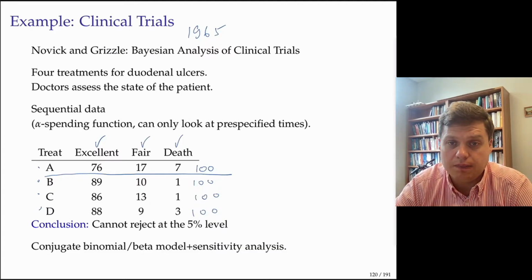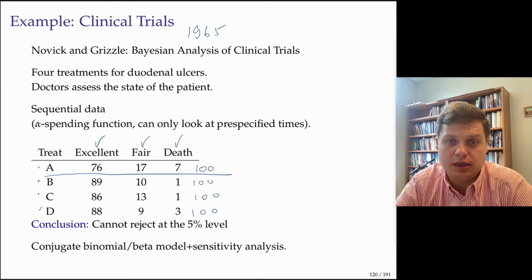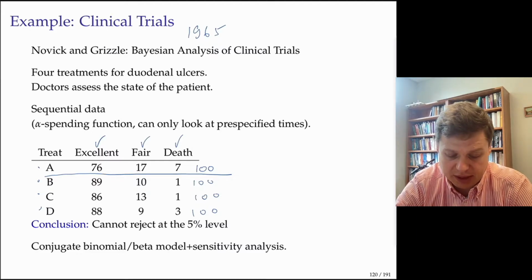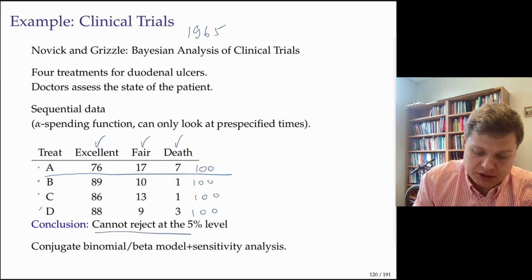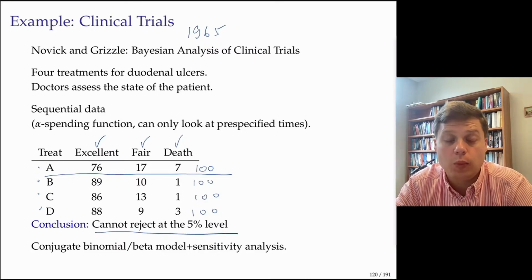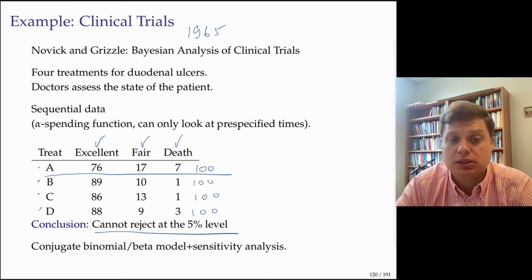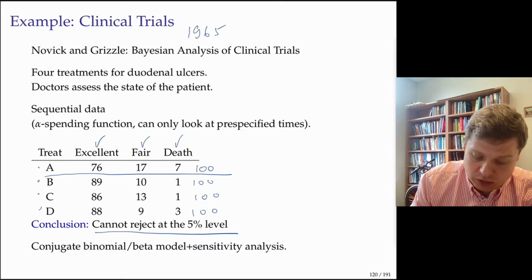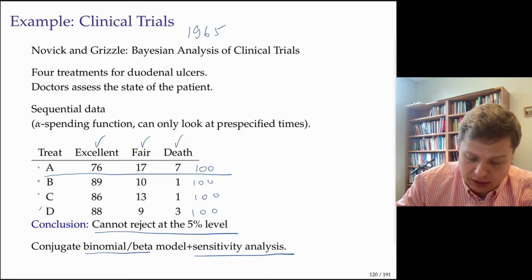And if you try to understand which treatment is better, for example, treatment A or treatment C, then basically you cannot discriminate them using traditional frequentist analysis at the 5% level. We're going to try to do the same analysis using the conjugate binomial beta model, and then we're going to do sensitivity analysis. We'll compare the binomial beta model with the Poisson Gamma model.